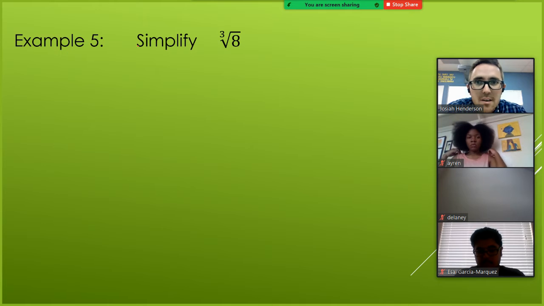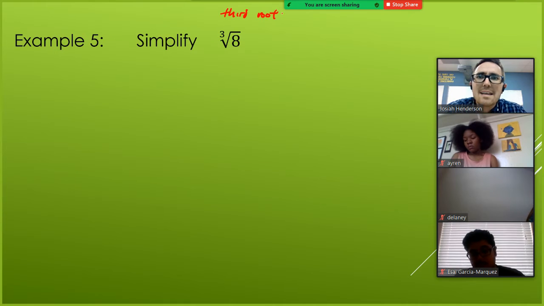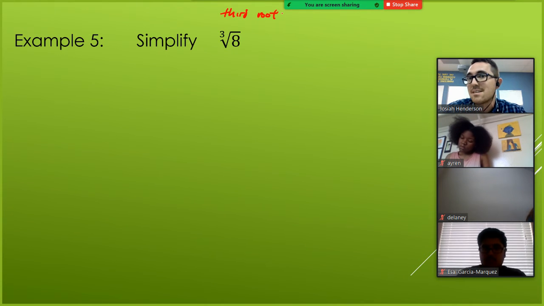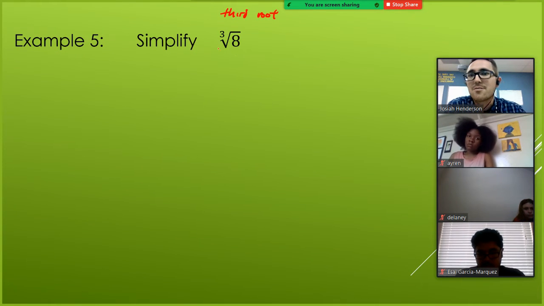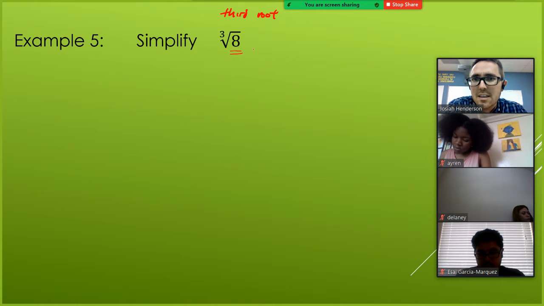So if the root's different, like in this case, we're looking for the third root, then we're asking ourselves what number multiplies by itself 3 times to make an 8? Now, I don't expect you to just know that off the top of your head. I don't either. I have to stop and figure out these kinds of problems myself. Sometimes you might know it, and that's awesome, but be prepared to go through a process to figure out which number multiplies by itself 3 times to make whatever's in the box there in the radical sign.